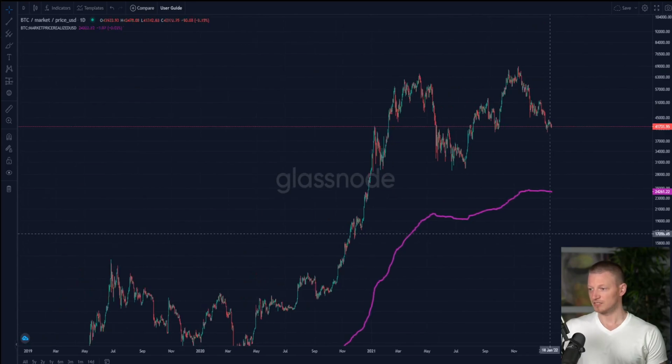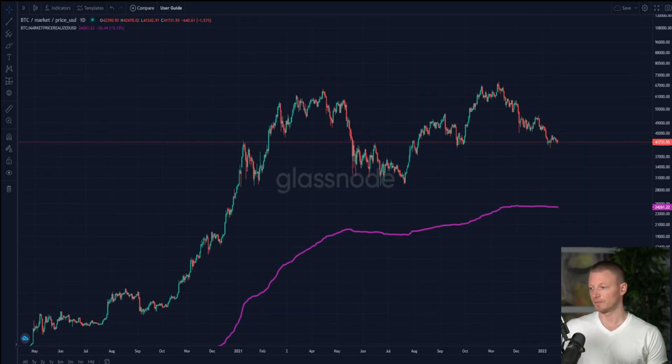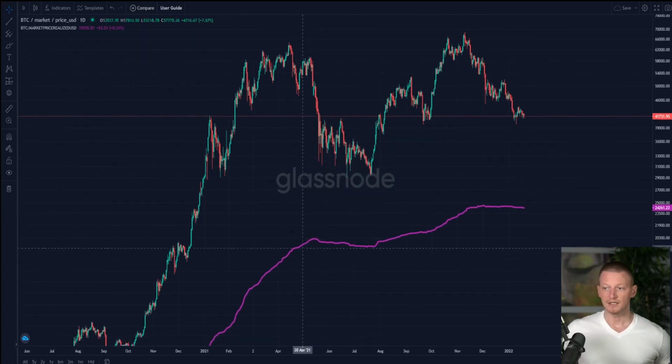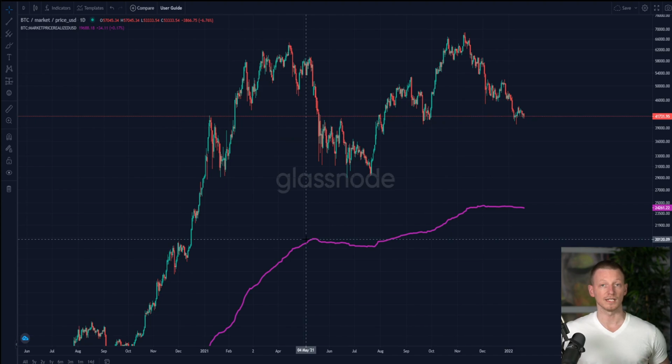So there's two things we're going to look at here. First of all, notice how we hit our peak over here. We hit an initial peak in April. Okay, so we hit a peak price of right around $64,000 in April. And notice that in spite of the fact that we hit a price peak, over time we continued higher with the realized price, meaning people were still coming in and buying older coins even after we hit our price peak.